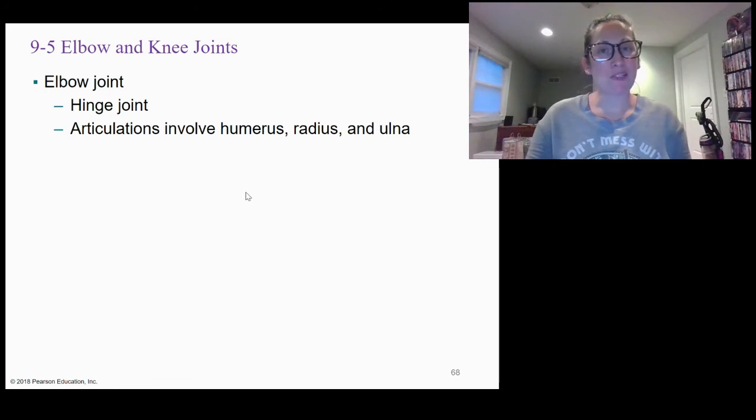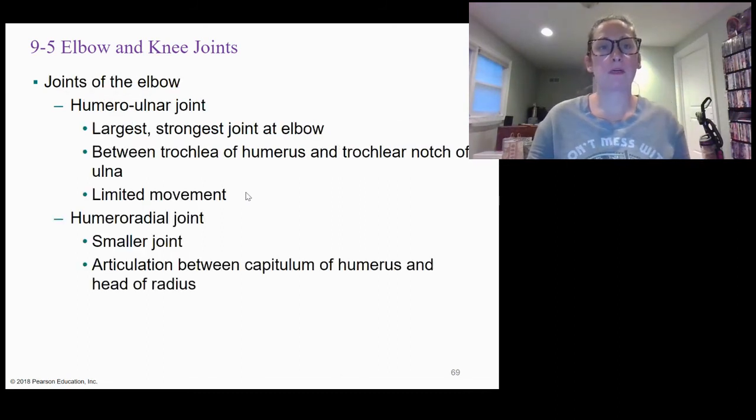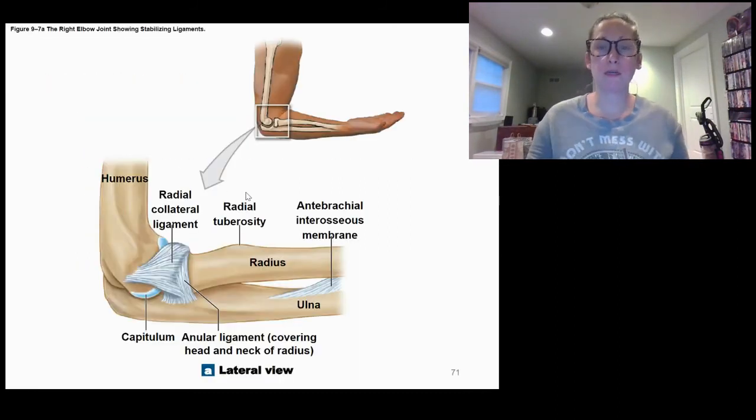Basically, the remainder of the slides go into detail about each of the four specials, as I like to refer to them: elbow, knee, shoulder, and hip. We will take some time and I will walk through these together with you in class. I just want to take a look at a couple of the images that are associated with these joints.